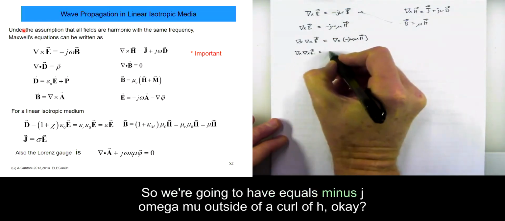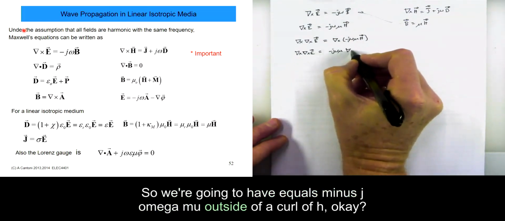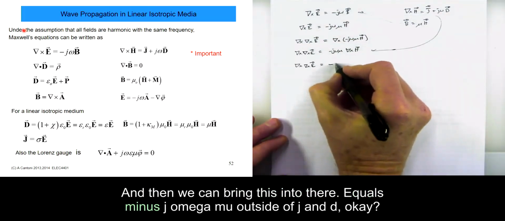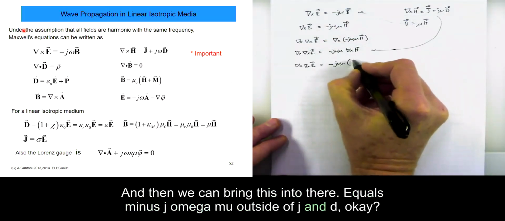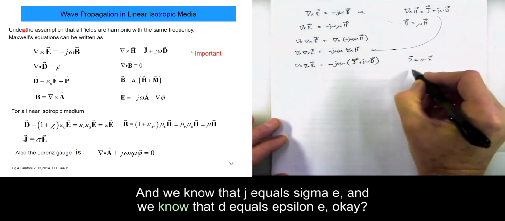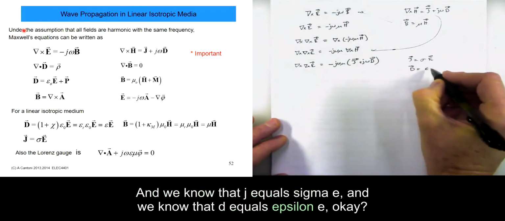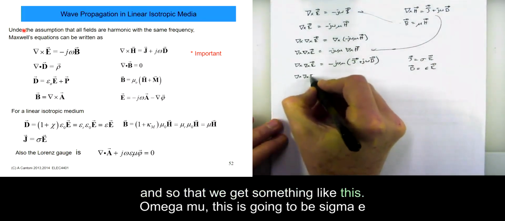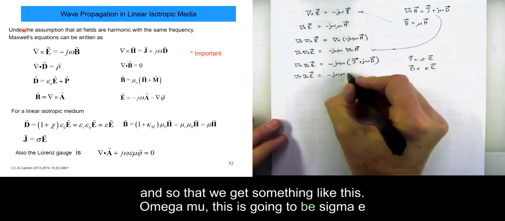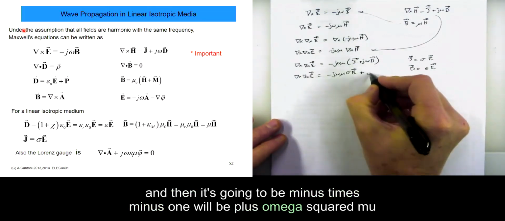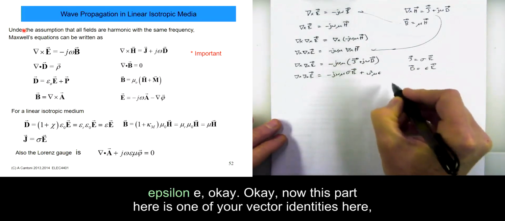So we're going to have curl curl E equals minus j omega mu outside of curl of H. Then we can bring this in there: equals minus j omega mu outside of J and j omega D. We know that J equals sigma E, and we know that D equals epsilon E, and so we get something like this: omega mu, this is going to be sigma E, and then minus times minus 1 will be plus omega squared mu epsilon E.